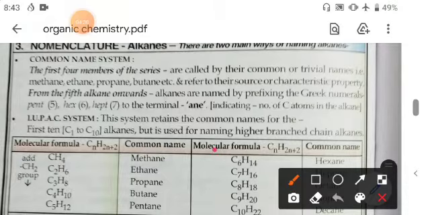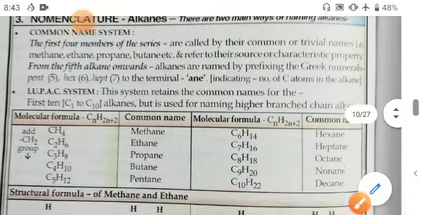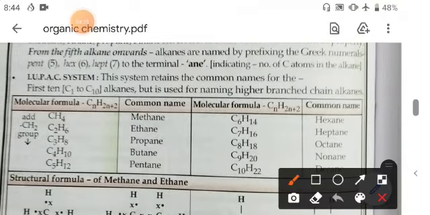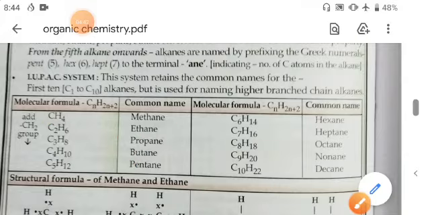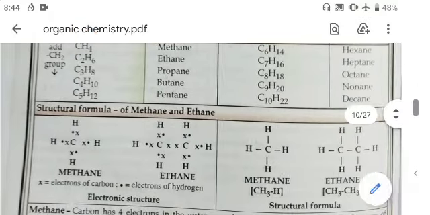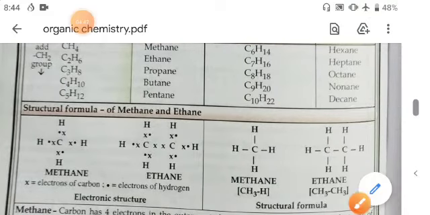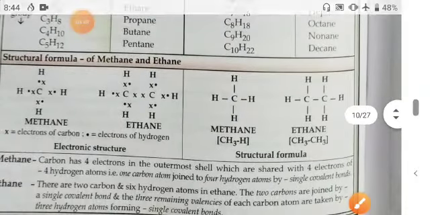The nomenclature of alkanes: you will write ane as the suffix. So one carbon is meth, and you will join ane, so this one is methane, then ethane, propane, butane, pentane, hexane, heptane, octane, nonane, decane. This is given here, and then the structural formula of methane and ethane is given here.